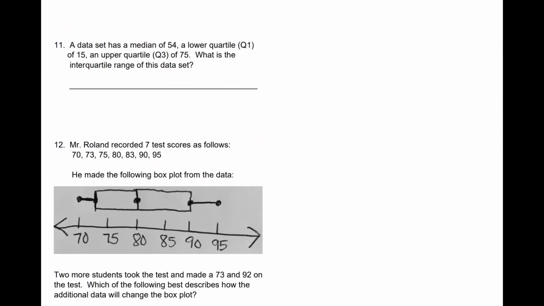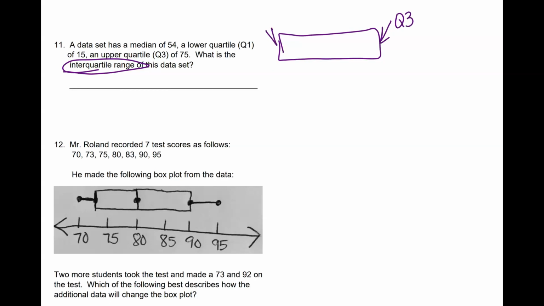Number 11. A data set has a median of 54, a lower quartile, Q1, of 15, and an upper quartile, Q3, of 75. What is the interquartile range? All right, so we're talking about a box plot here, okay? We don't actually have to draw one. What we have to do is remember what interquartile range is. And remember, when you draw that box, the end of the box is your Q3, the beginning of the box is Q1.